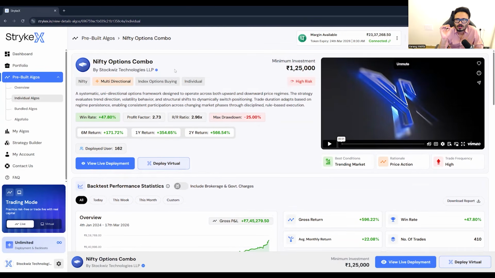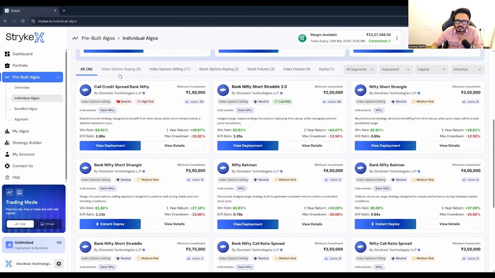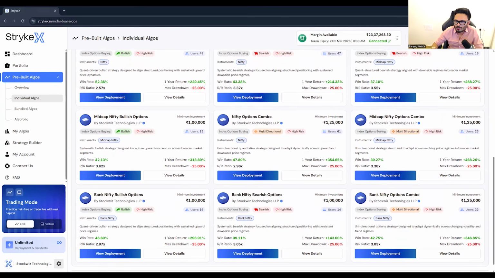Now, whether you should deploy the Nifty options combo or not. So if you want index option strategies, Nifty options combo is what you should go for. Now, you can also go for the mid-cap combo, also go for the Bank Nifty combo, but they are relatively higher risk and higher volatility. But because they are higher risk and highly volatile, they are more rewarding also.